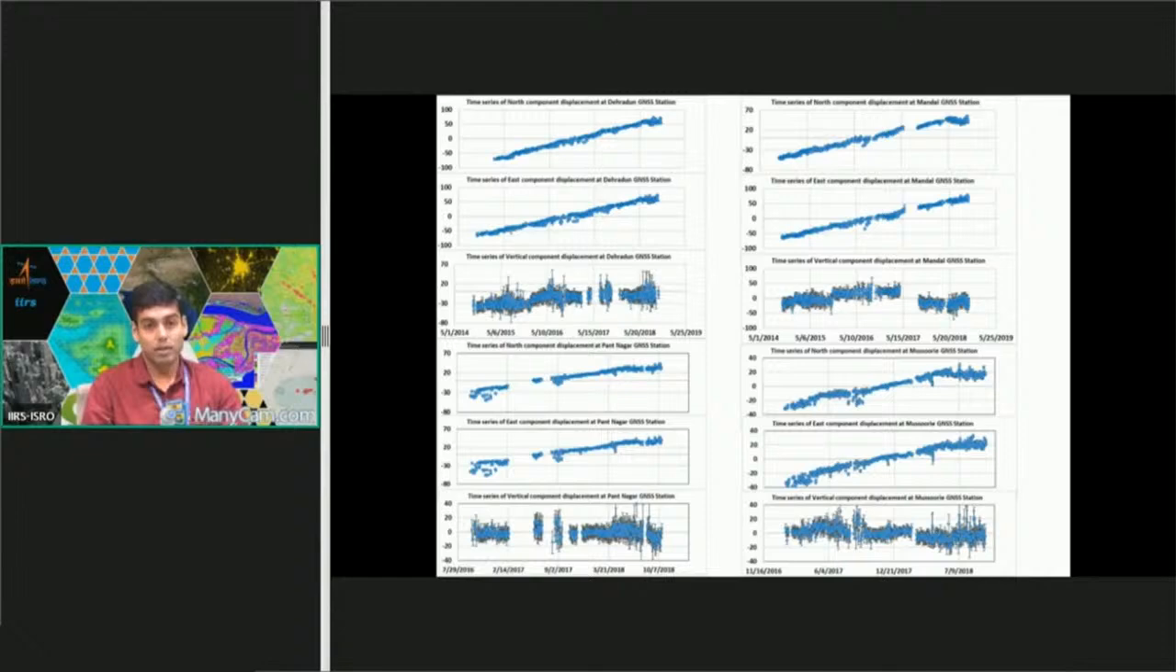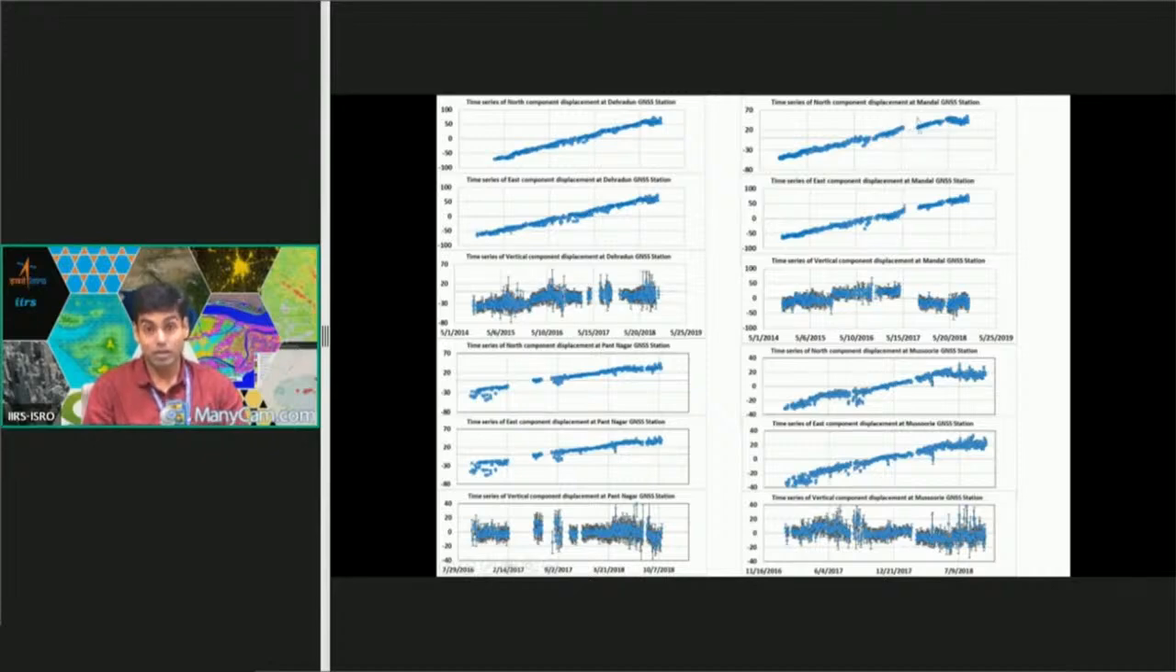If you detrend, you will get the seasonal component. But for the vertical component, you may or may not have to detrend, because you can directly see the seasonal component, the expansion and contraction, here. Like that you can see for the Mandal station, which is available in the Chamoli region, and you can see the breaks also.